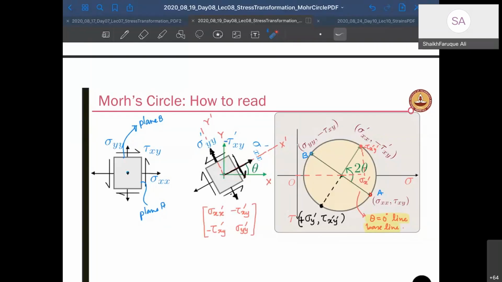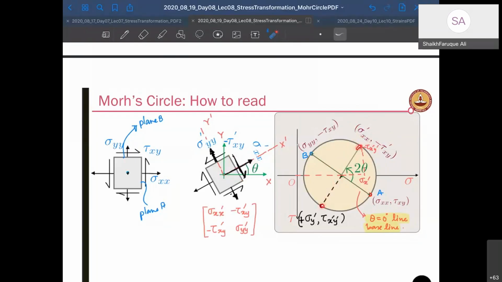So this is my baseline. I will go anti-clockwise. Here it is anti-clockwise. So I'll go anti-clockwise 2 theta. Once I go anti-clockwise 2 theta, I'll get another line. So I'll join this line, right? And extend it. This point will represent my sigma x dash, and I can see that's a minus tau x because it's on top side, right? So this is my sigma x dash, and that's my minus tau x because it's going to be clockwise.